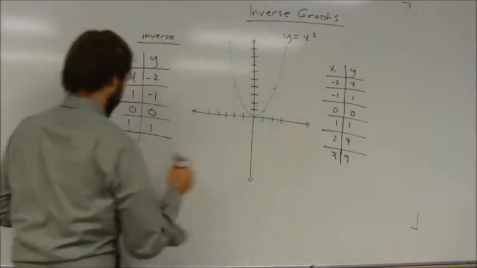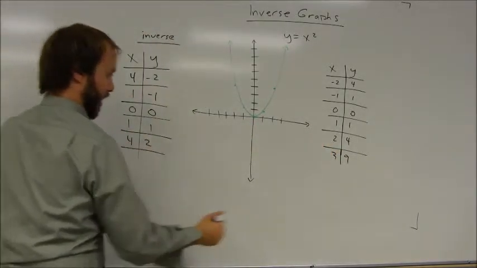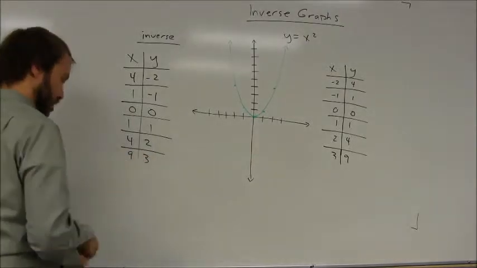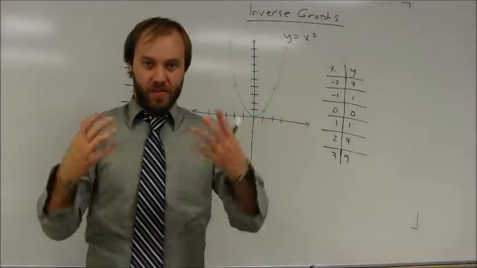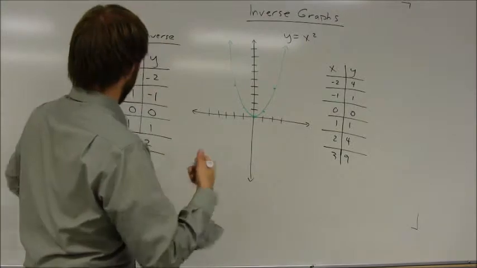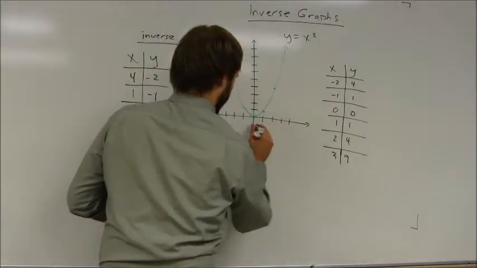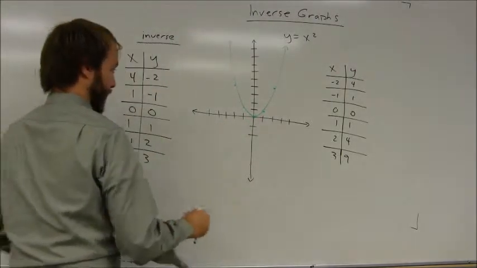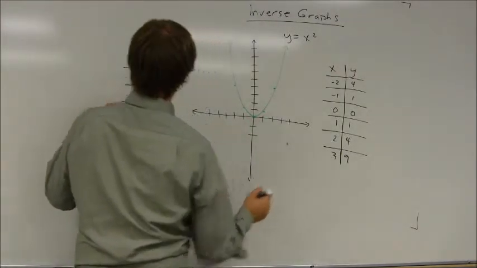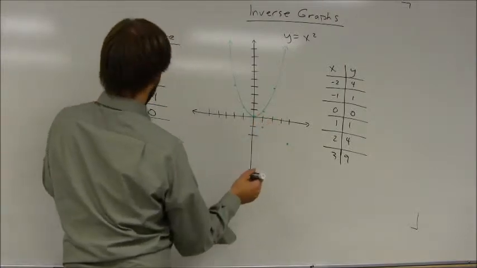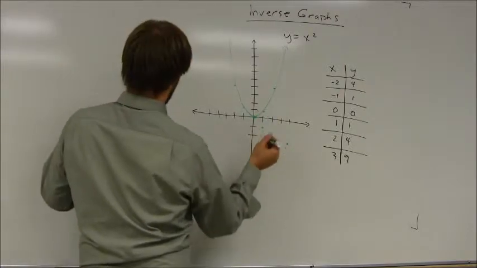When I put in a 4, I'm going to get a 2. And when I put in a 9, I'm going to get a 3. And notice when you plot that, there's definitely a visual relationship here that takes place. The point 4, -2 is on my graph. Okay, so 4, -2 is going to be a point right here. I have the point 1, -1, which is a point here. I have the point 0, 0.